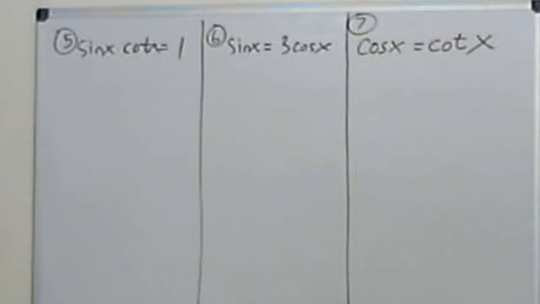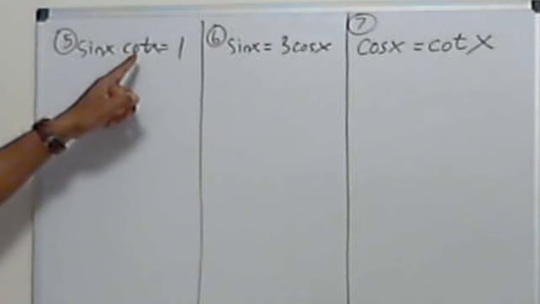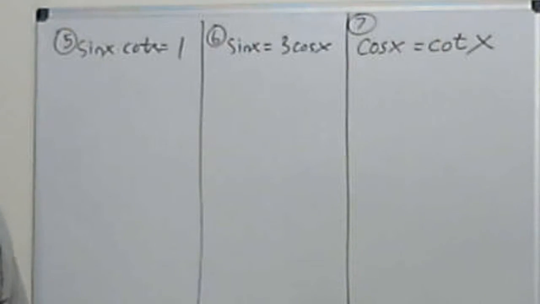Okay, so I'm coming to talk to you about how we can solve trig equations. I have three trig equations here. The first one is sine x plus cotangent x equals 1. Same principle: if you don't see a sine and cosine, make sure you change that particular trig function to a sine and cosine.